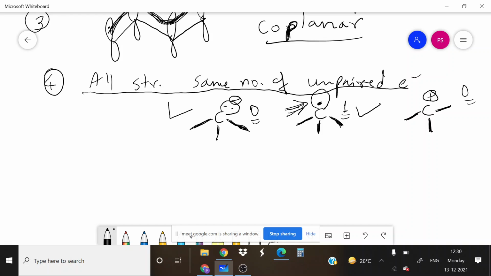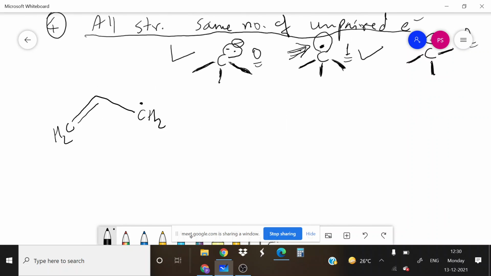Now I will give you another example. CH2 double bond CH2 dot. This is called propenyl free radical or allyl free radical.